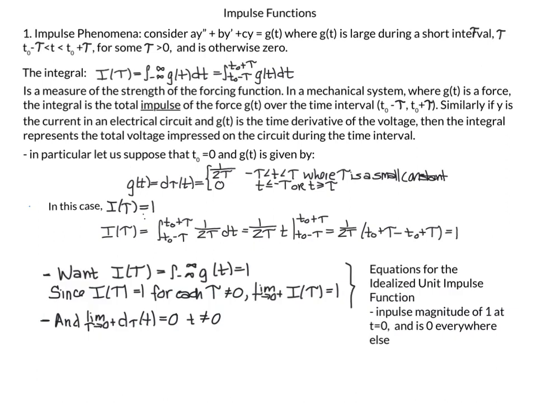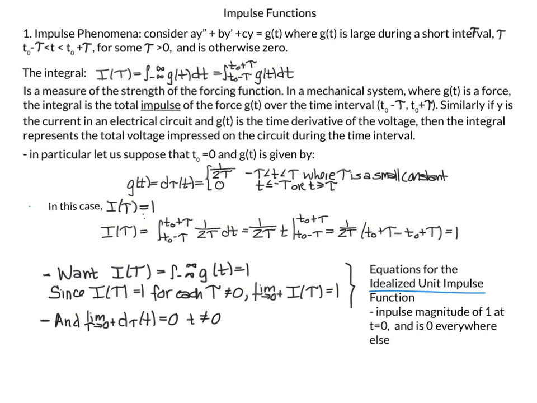So what we want for our idealized Dirac delta function is, first, as we take smaller and smaller intervals, our Dirac delta function is equal to 0. It gets squeezed down to 0. And again, for all t not equal to 0, everything happens at t equals 0. All of a sudden we have this big impulse. But as long as we're not at t equals 0, we want our Dirac delta function to approach 0.